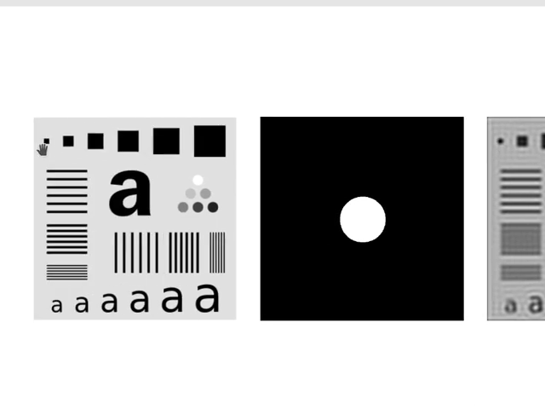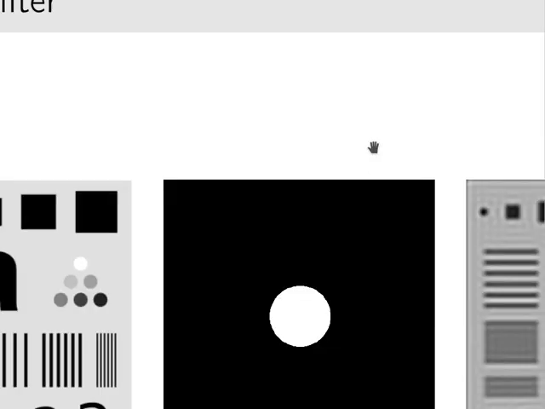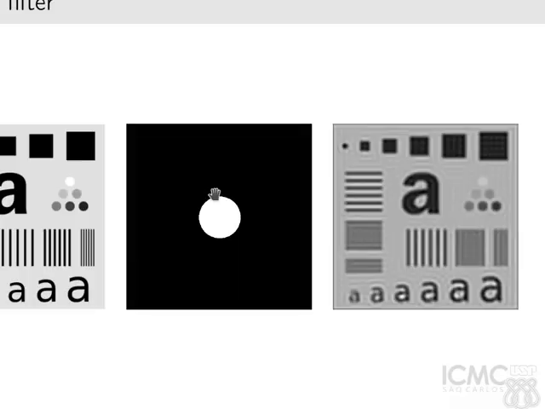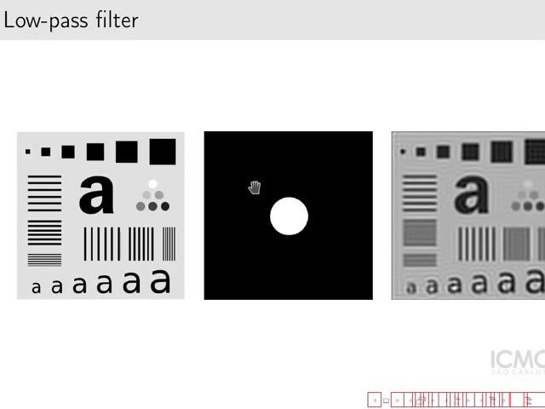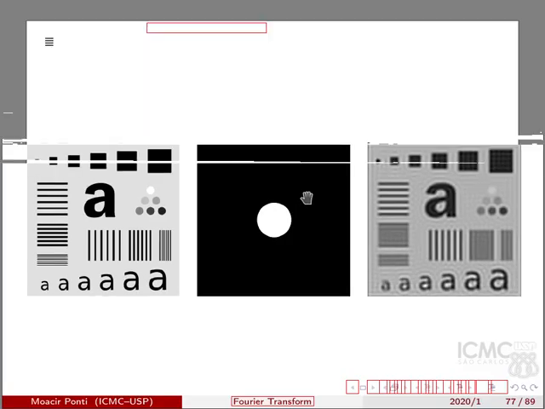This first square here, the smaller one, becomes a circle because I lost the information on the corners. So what I'm doing basically is removing very fine transitions and keeping the other ones.